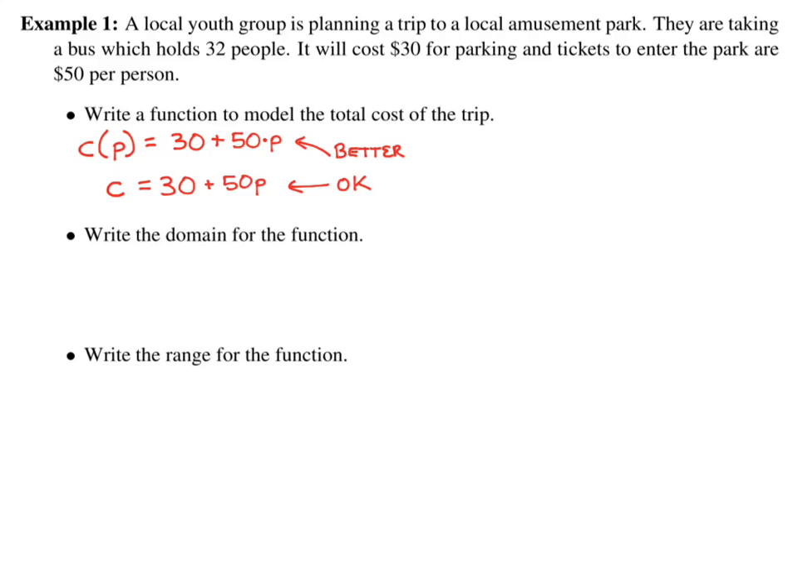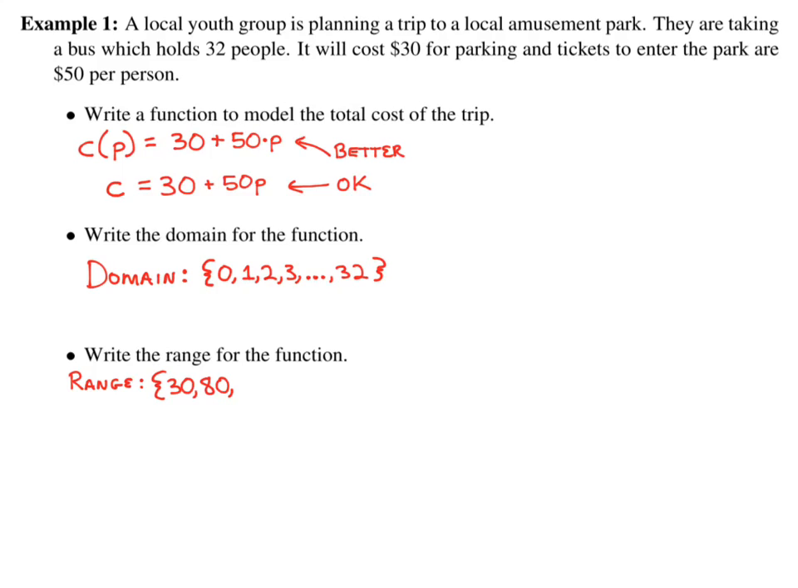All right, now the domain. The domain, of course, is the set of inputs that are possible. And we know the bus holds 32 people, so you could have 0 people, 1 person, 2 people, 3 people, and so on, all the way up to 32 people. I'm sorry if you were hoping I would write a set with 33 numbers in it. I didn't. Okay. The range is the set of outputs, the set of costs.